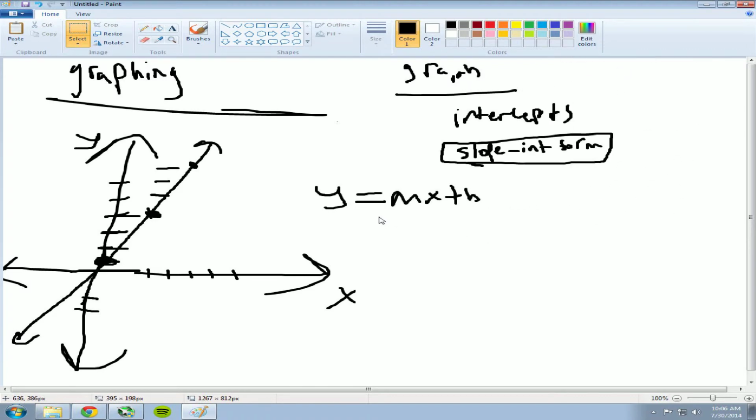There's one more method that we can use for graphing. And we have this other one called the point-slope form.